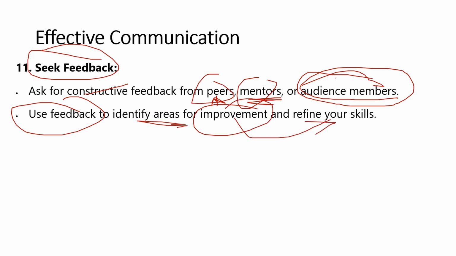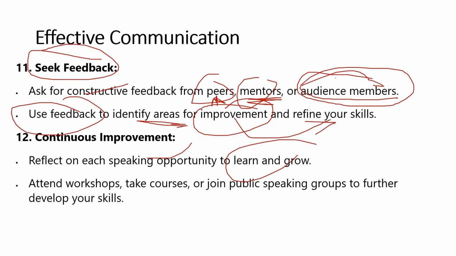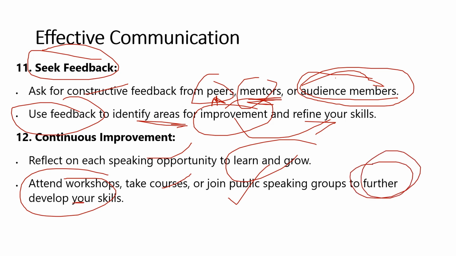Continuous improvement. Reflect on each speaking opportunity to learn and grow. When you have spoken, when you have given a presentation, evaluate yourself. Reflect on its gray areas so that you may improve it. Attend workshops, take courses, or join public speaking groups to further develop your skills. If you feel that you need some assistance, you need some guidance, join other groups, get guidance from your seniors.